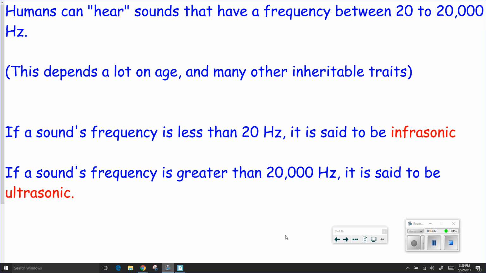However, if we have a longitudinal wave created from a sound source that has a frequency of less than 20 hertz, we say that sound wave is infrasonic, meaning we can't interpret that sound from our eardrums. If we have a sound which has a frequency of greater than 20,000 hertz, it's said to be ultrasonic. Dogs can hear ultrasonic sounds. That's why you have dog whistles that are used in training, because the dogs can hear the whistles, whereas humans cannot.